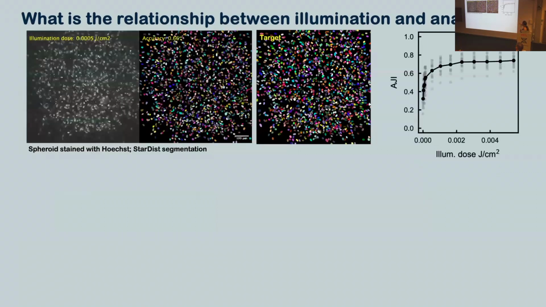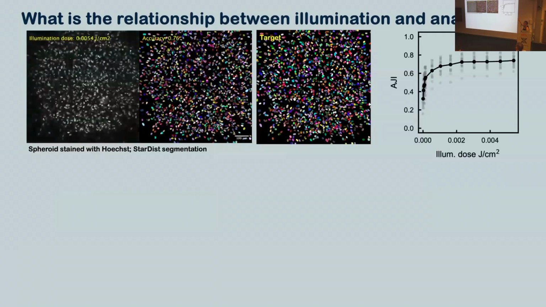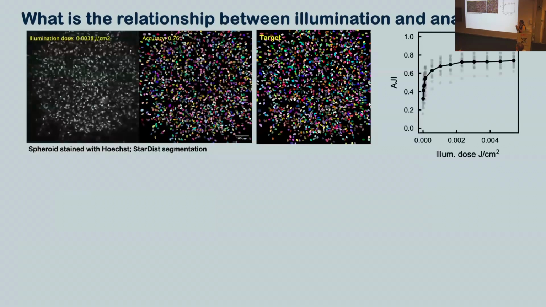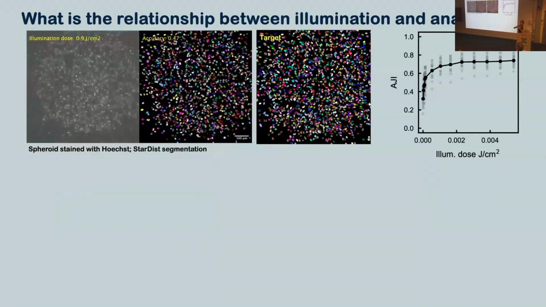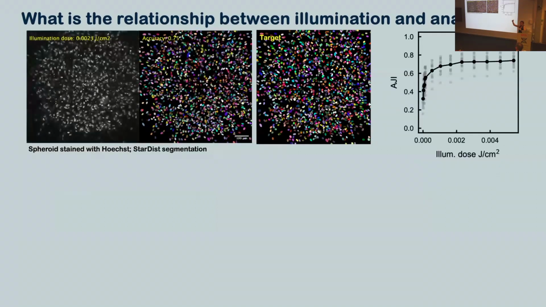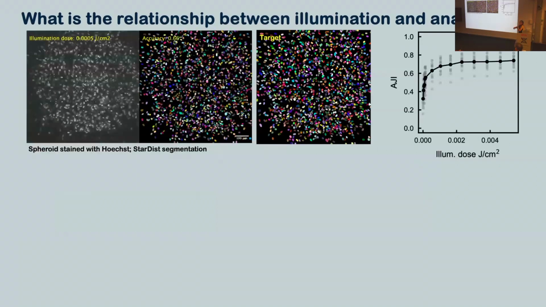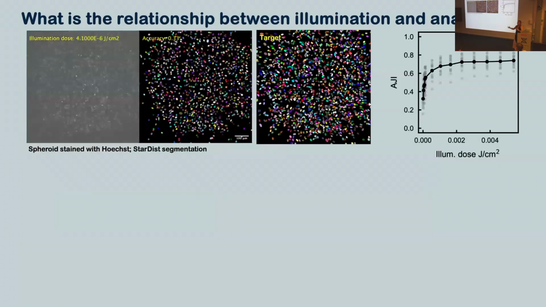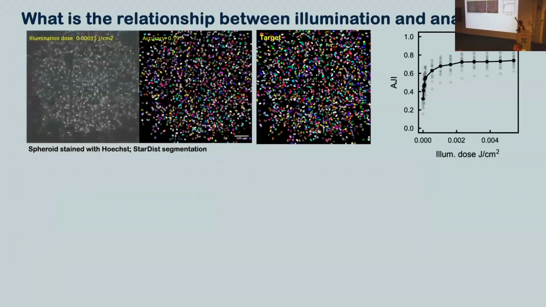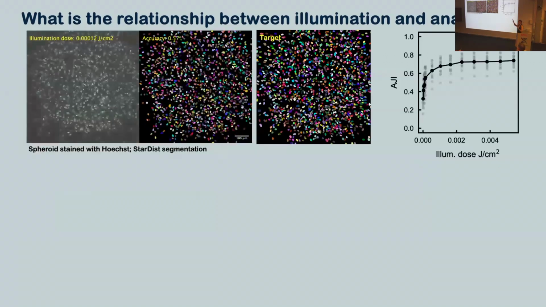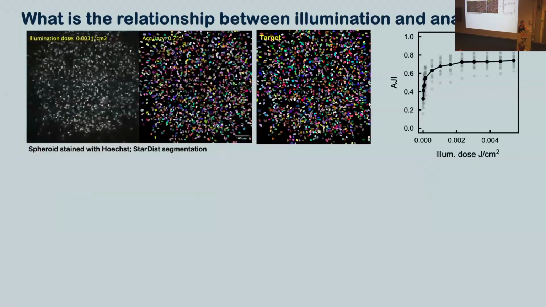So you can see we've got kind of three regimes maybe to this plot. We've got our low illumination dose region, where small increases in illumination dose have a big impact on our analysis accuracy. We've got this region at the end, which is a plateau, where no matter how much more laser we put in, we're not getting more accurate in our analysis. And then we've got this little transitional shoulder in between, where you're on the cusp of being okay.